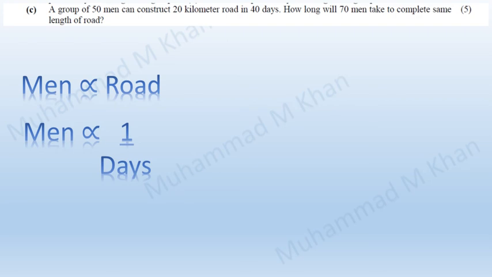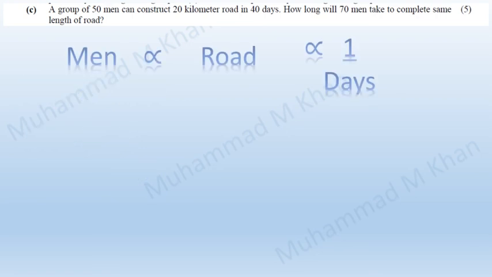If we increase the number of workers, then a greater length of road will be completed. So men is directly proportional to road. But contrary, if we increase the number of men, then there will be less number of days required to complete the same length of road. This means that workers or men are inversely proportional to number of days.